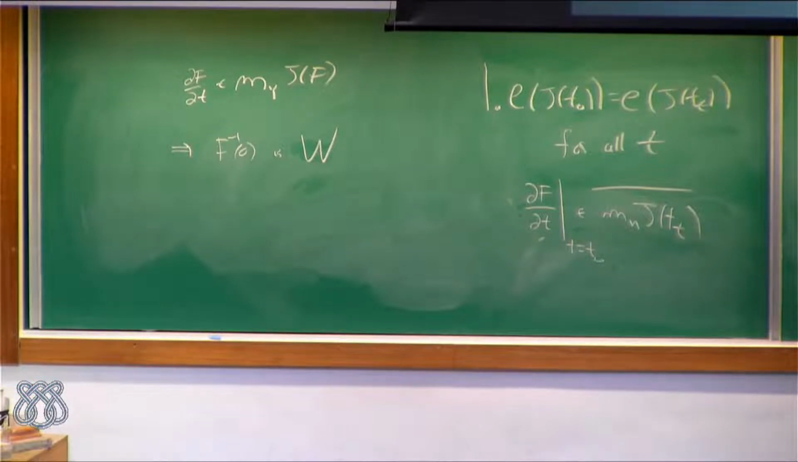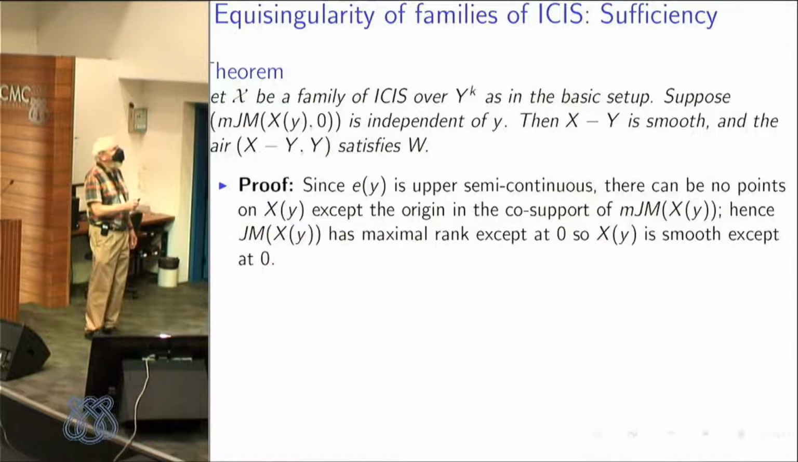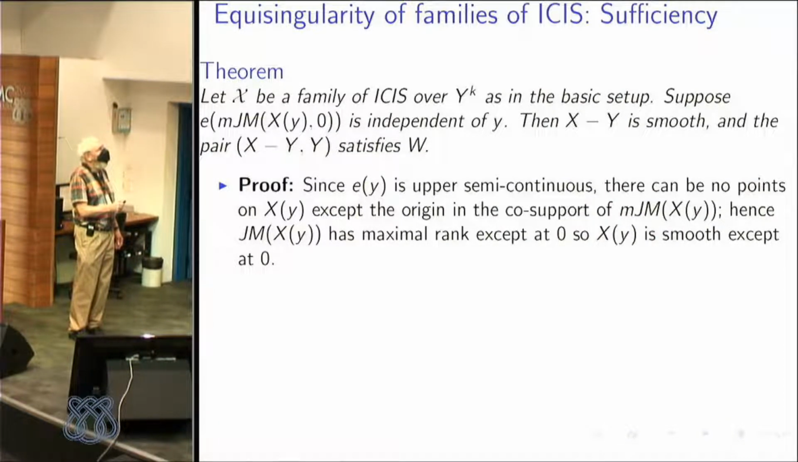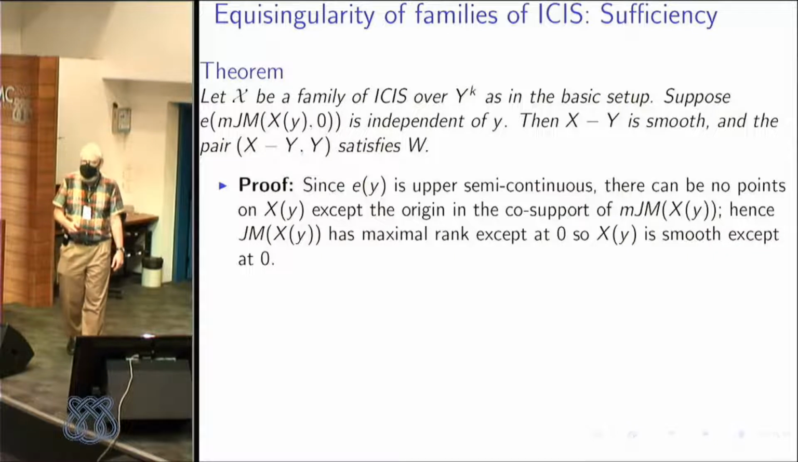Instead, I want to go to talk about this last one. Okay, I'm sorry. We do want to do this part here. So this is the sufficiency part. Again, we go back to a family of ICIS over Y, and we ask that the multiplicity of this module is independent of y. Then X minus Y is smooth, and the pair satisfies W. In particular, all the members of the family are topologically equivalent.